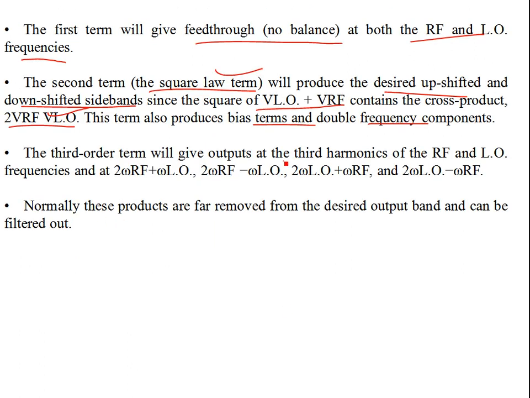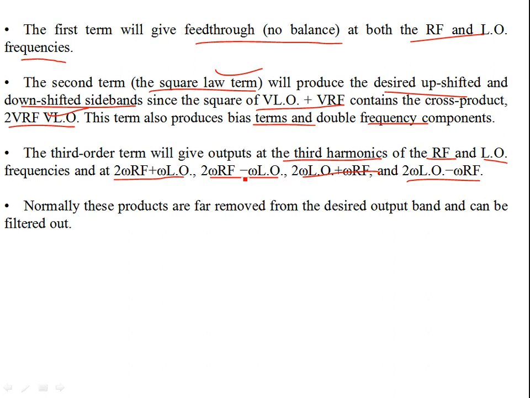The third term will give the output at the third harmonics of the RF and local oscillator frequencies, and also you will have those terms 2 omega RF plus omega LO, 2 omega RF minus omega LO, similarly 2 omega LO plus omega RF, 2 omega LO minus omega RF. You know that the mixer always creates new frequencies. That's why it's a nonlinear operation. Multiplication is inherently a nonlinear operation. In RF mixing, it produces new frequencies.